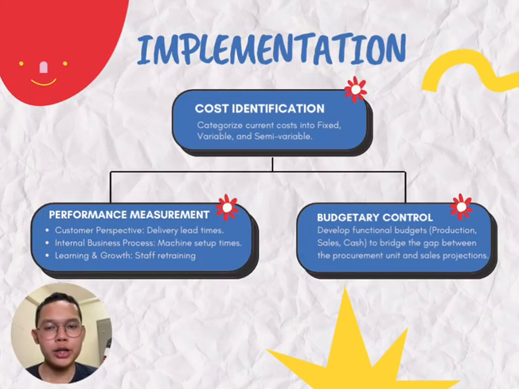Okay, next I will explain about the implementation of cost reduction program. The first one is cost identification. We have to categorize current costs into fixed, variable, and semi-variable. To solve our crisis, we must look beyond the standard bill.